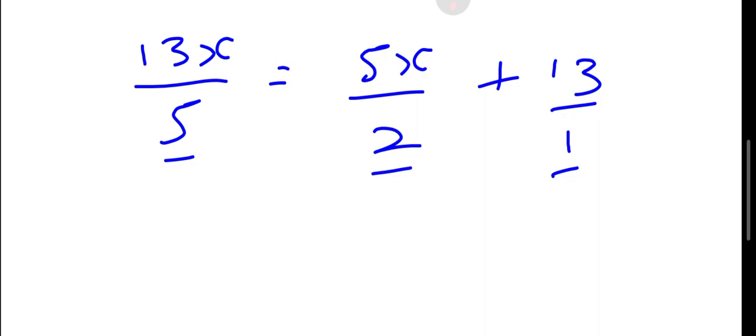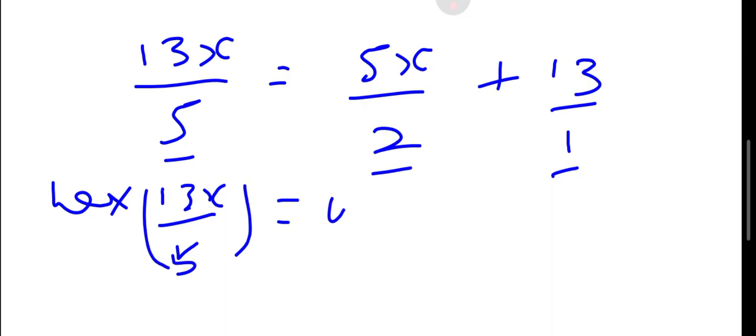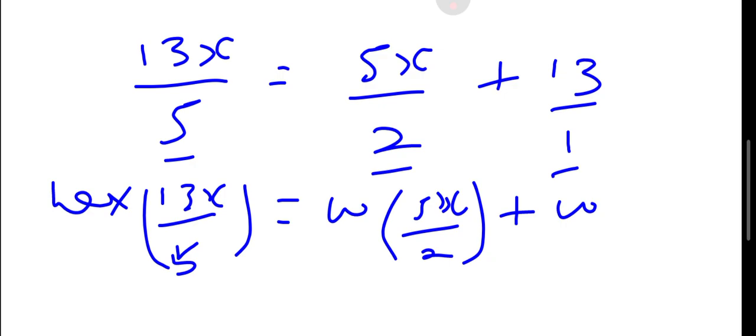10. So simply, if you don't know how to find the LCM, you can multiply all the denominators. So 5 times 2 is what? 10. 10 times 1 is what? 10. Yeah, so you can multiply. So you are going to multiply each term by the LCM, which is 10. So you are going to multiply this by 10. So you have 10 times 13x over 5 is equal to 10 times 5x on 2 plus 10 times 13. 13 over 1 is still 13.